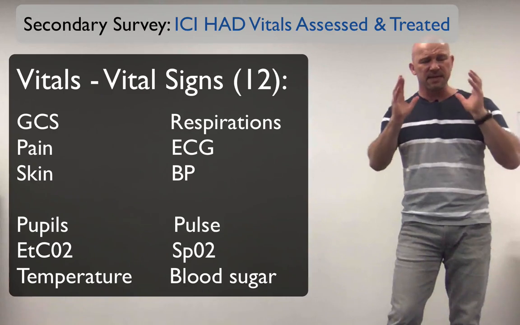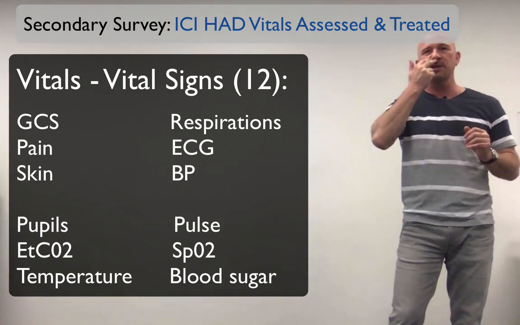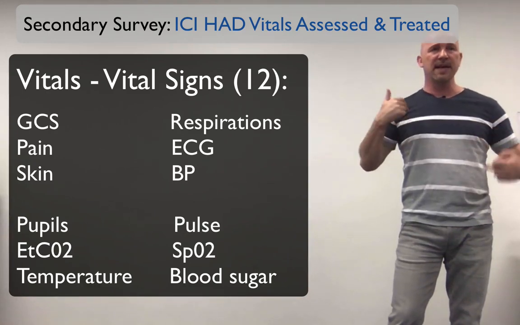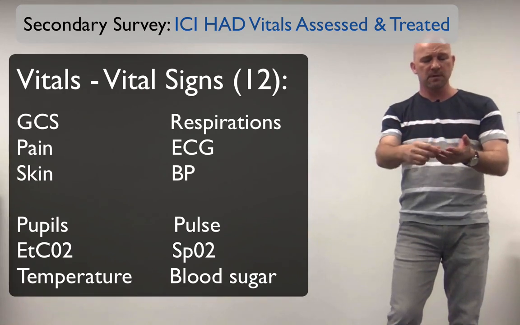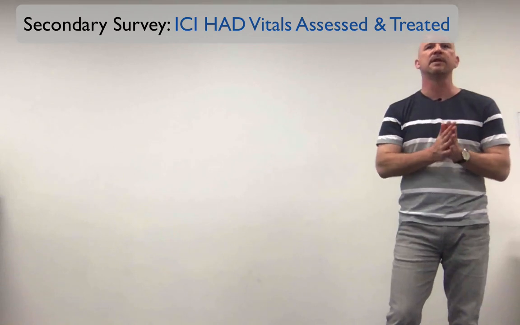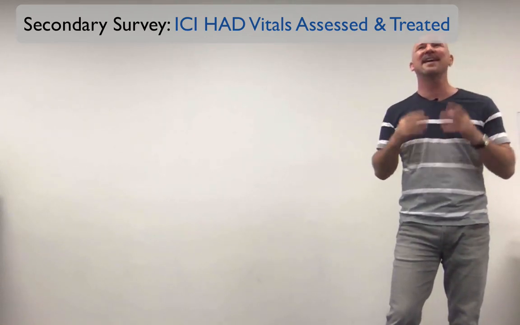So those are my vital signs, my 12 vital signs. GCS, pain, skin, pupils, end-tidal CO2, temperature, respiratory rate, ECG, BP, pulse, hemoglobin sats, and blood sugar. Done. Good. All right. So I see I had vitals done, assessed.